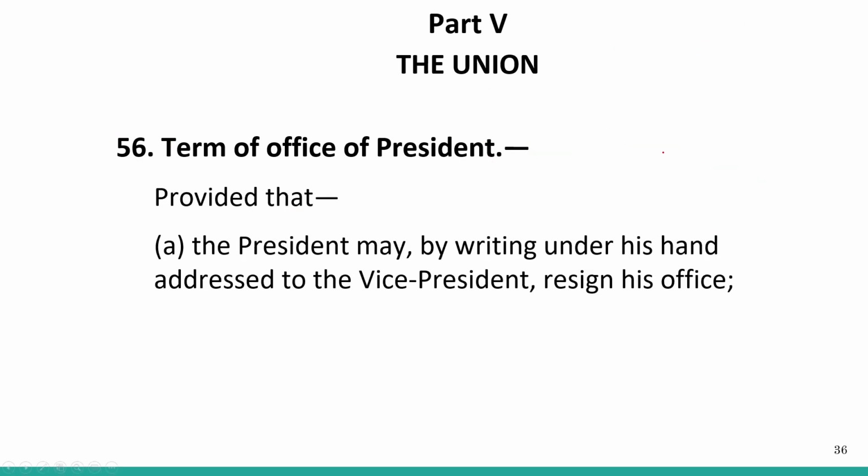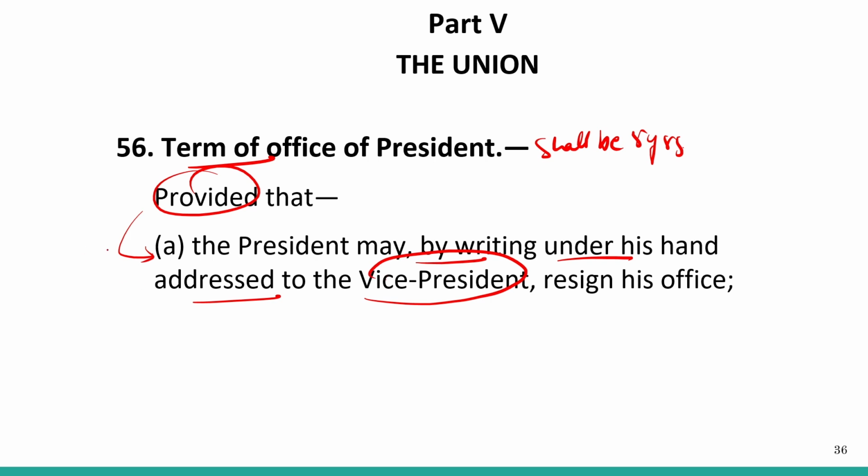And what is the procedure? The procedure is that the term of office of the president shall be 5 years, provided that the president may, by writing under his hand, address to the vice president. So, what can he address? That resignation from his office. Because of his personal problems, or any reasons which he might not be willing to disclose, if he wants to resign from the post, yes, he has the power and authority to resign. He has to provide his resignation in writing.